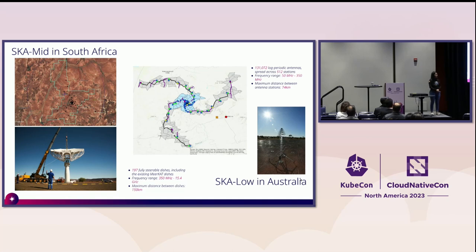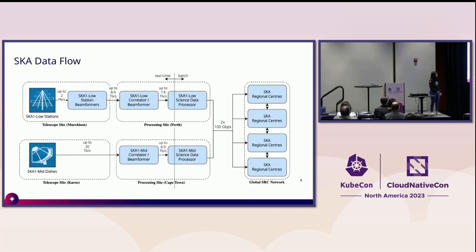And SKA-LOW consists of many, many log periodic antennas in Australia grouped into stations and separated by a maximum of 74 kilometers. And the nomenclature difference between these two signifies the frequency range difference that they're operating under, in that SKA-LOW operates at a lower frequency range than MID. And as I said, these are really the starting point of our data journey. So they're capturing electromagnetic waves from the universe, turning them into voltages, and helping us turn that into science data products down the line.